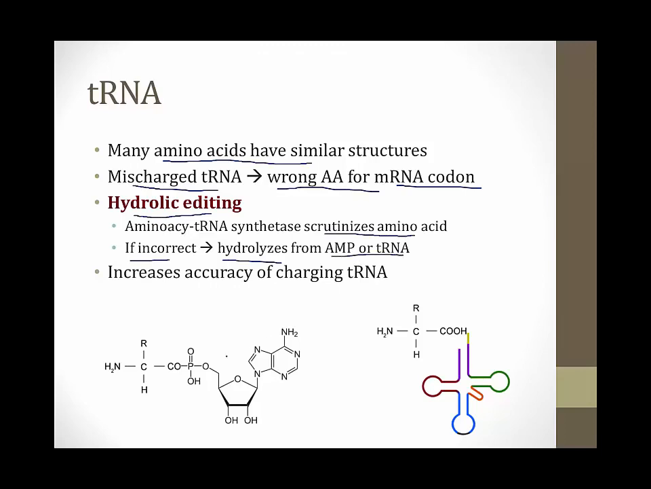If you look at the bottom left side of the screen, this is that AMP intermediate that is linked to an amino acid. And if this is linked to the wrong amino acid, aminoacyl tRNA synthetase can lop it off and then it won't be added to tRNA. Aminoacyl tRNA synthetase can also lop off the amino acid from the tRNA molecule if that is incorrect. And this increases the accuracy of charging tRNA in the cells of our body.